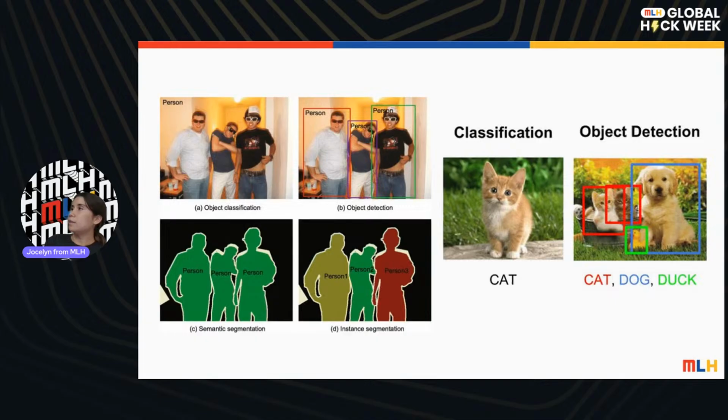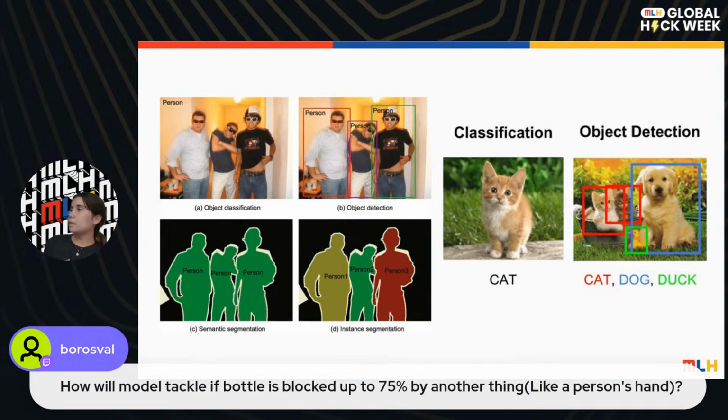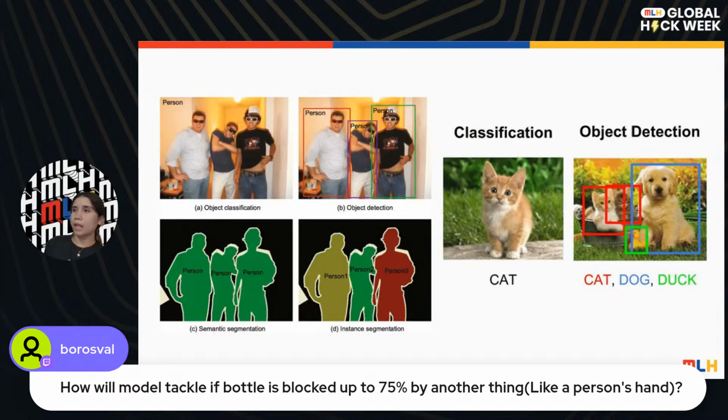Okay, so let's see some comments in here. How will the model tackle it if a bottle is blocked up to 75% by another thing, like a person's hand? I would say this completely depends on your training. If you're using a regular open source model like the one that we're using today, it probably won't be really good. But if you do custom training, for example, if you take images like this and then tell the model that this is a water bottle, it will detect it correctly.